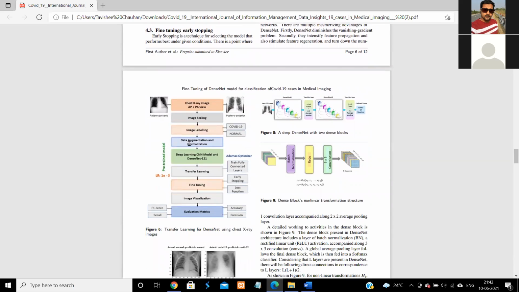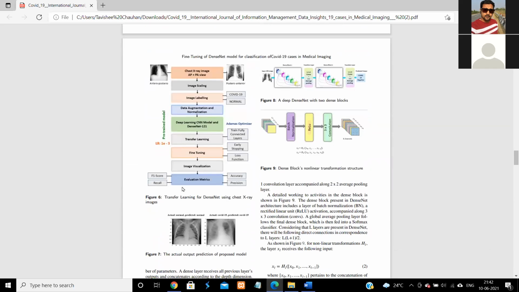Then we have mechanisms based on DenseNet, and we have this main architecture, as you can see on the screen, that transfers learning for DenseNet using chest X-ray images. So this was a particular flow of our model. We input the image to the model, then it does image scaling, image labeling, then it goes towards normalizing the image. Then we have our main architecture of DenseNet and deep learning. Then it goes through transfer learning, fine tuning, image visualization, and evaluation metrics.